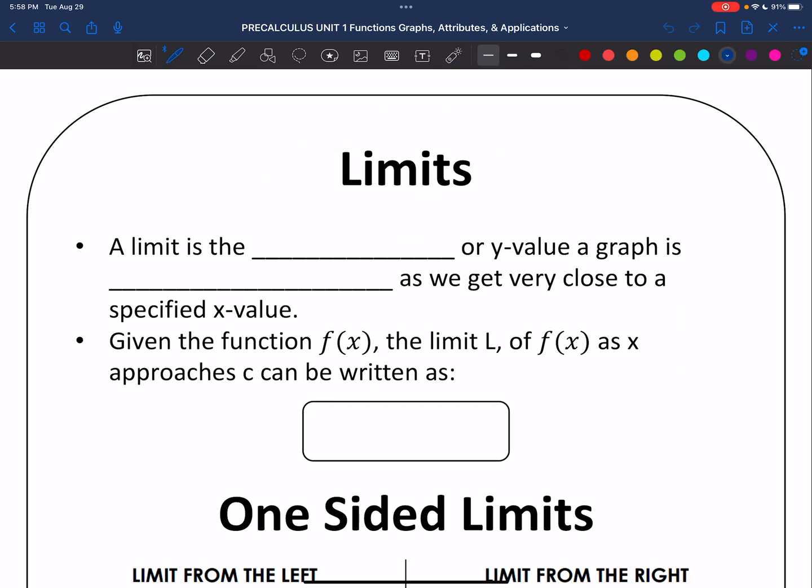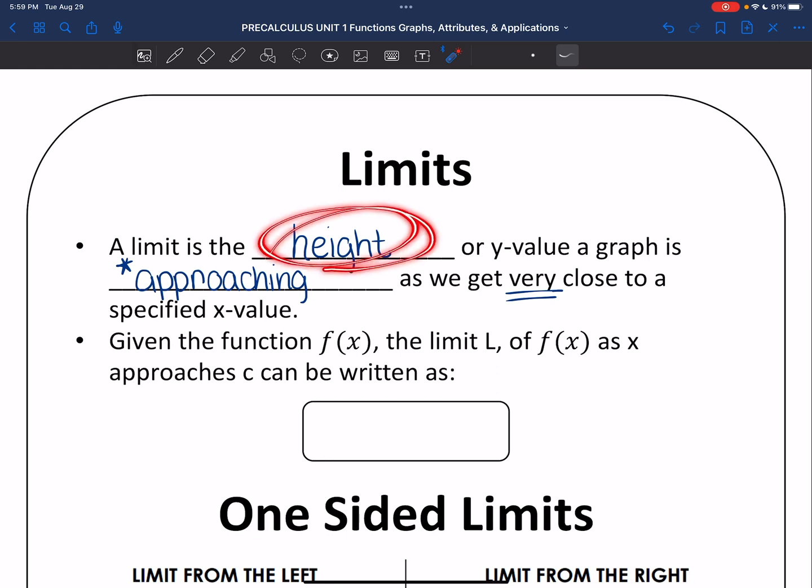A limit is just the height or the y value a graph is approaching as we get very close to a specified x value. And the key word here is that it is approaching. It doesn't actually have to arrive there. It just gets close to this particular height. So keep that in mind.